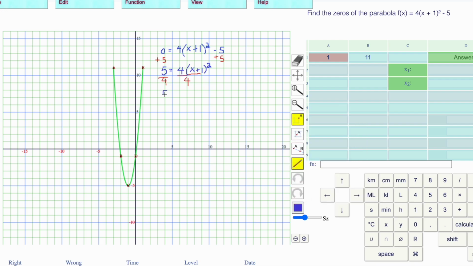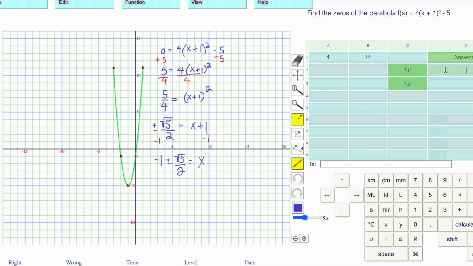That will give us, I want to get rid of this square, so I'm going to take the square root of both sides. That's going to give me the square root of 5 over the square root of 4, which gives us root 5 over 2, since the square root of 4 is 2. I need to put a plus and minus in front of this because we took the square root of both sides, is equal to x plus 1. Then I'm going to subtract 1 from both sides. Minus 1 gives us -1 plus or minus root 5 over 2 is equal to x.